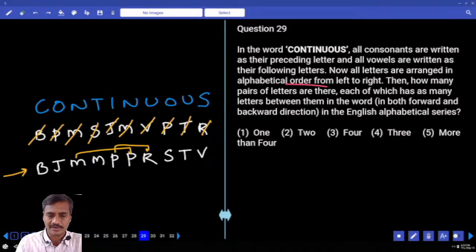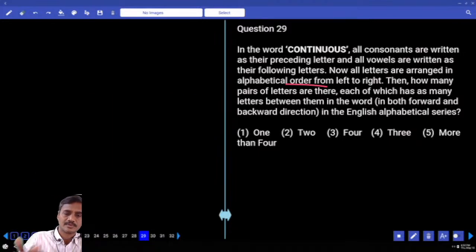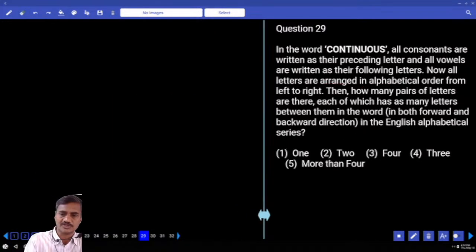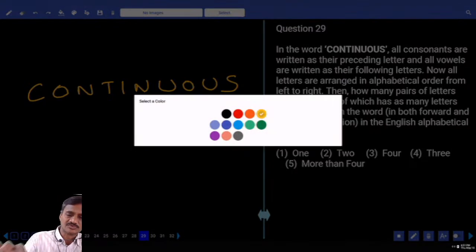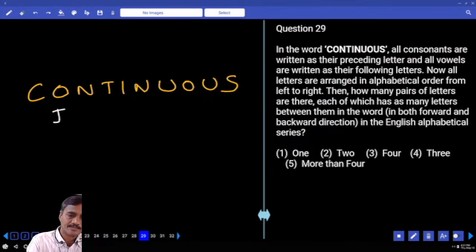Now vowel. Now for these vowels, what is the word we have? Continuous. C-O-N-T-I-N-U-O-U-S. Now in this word continuous, all consonants are preceding letter, vowel plus 1. Vowel plus 1. O plus 1 is P.